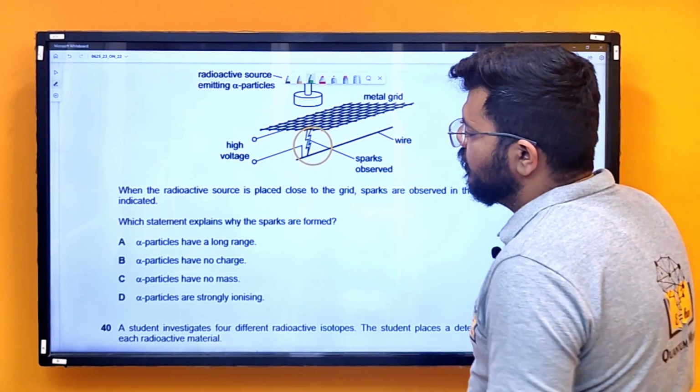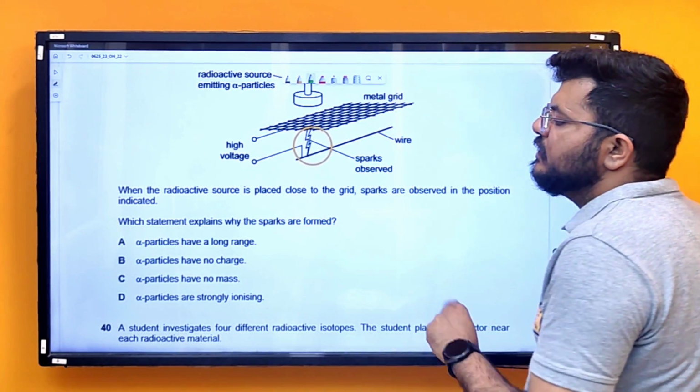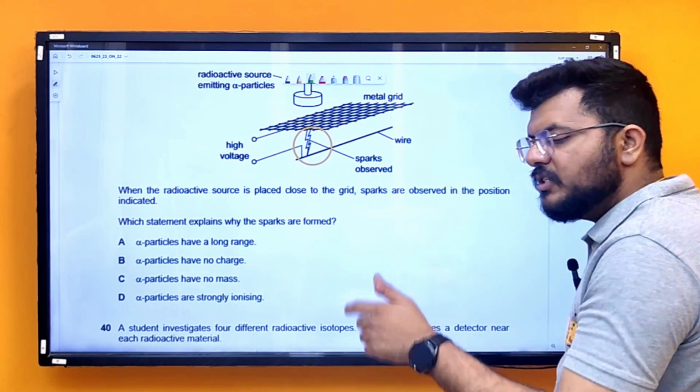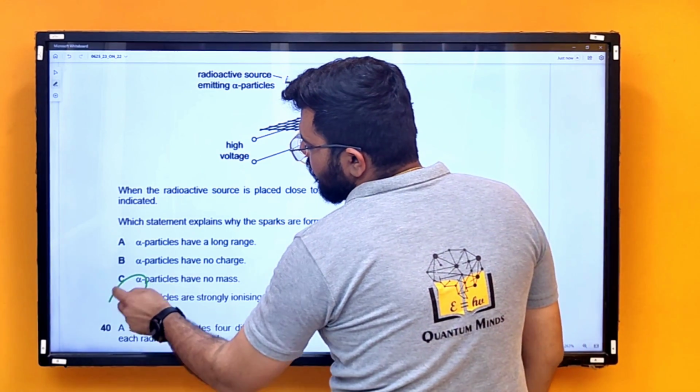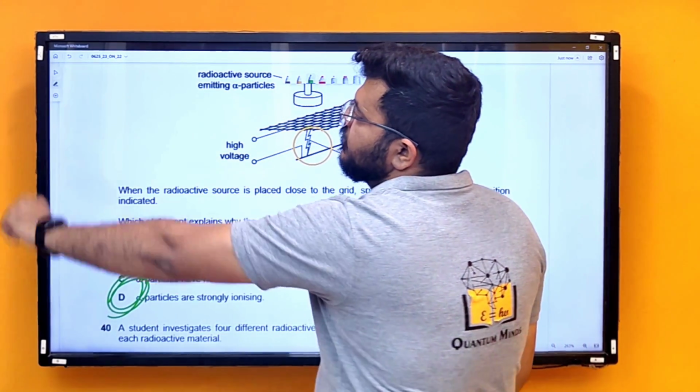So alpha has a long range? No, it has a short range. It has no charge? It has a +2 charge. Alpha has no mass? It has a relative atomic mass of 4. Alpha particles are strongly ionizing and that is your answer.